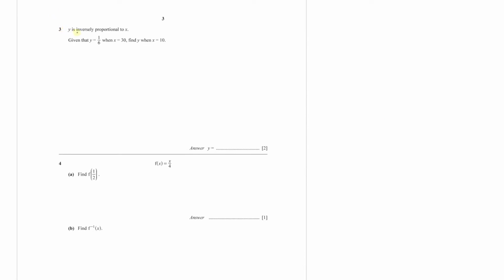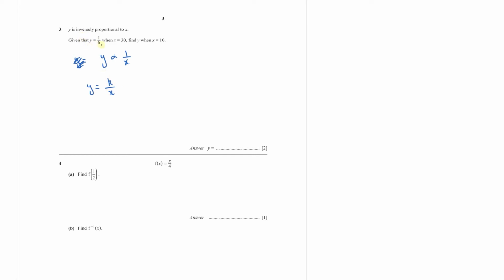Question number 3: y is inversely proportional to x. So that means y is directly proportional to 1 over x, and this can be written as y equals k over x, where k is some constant.